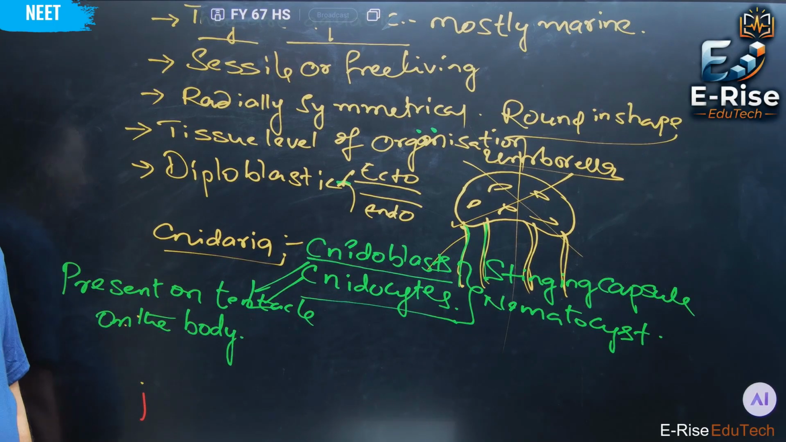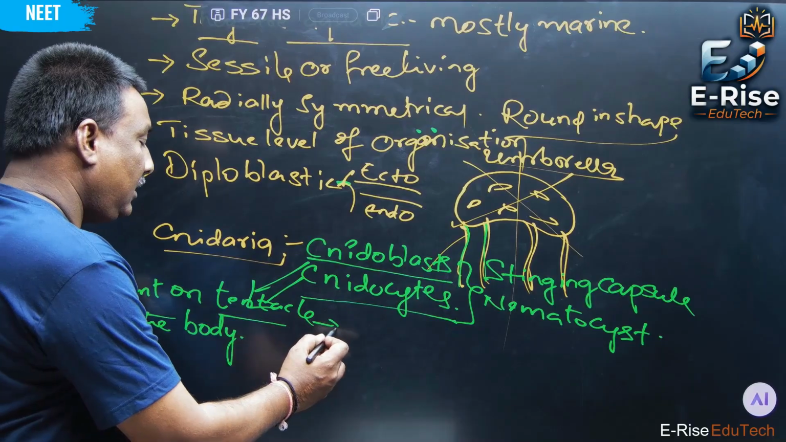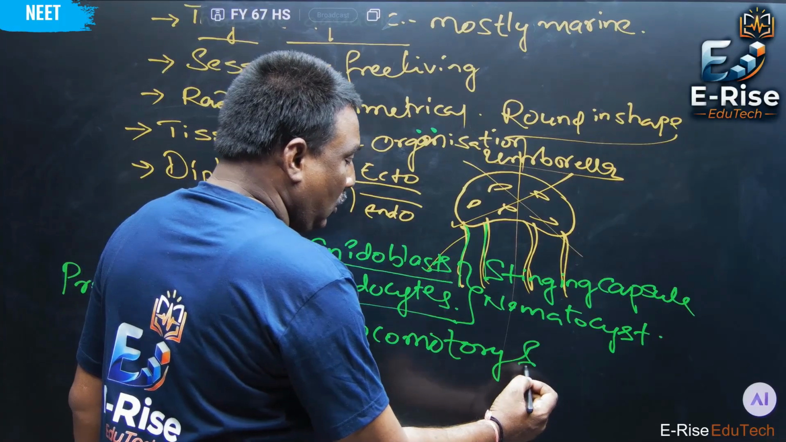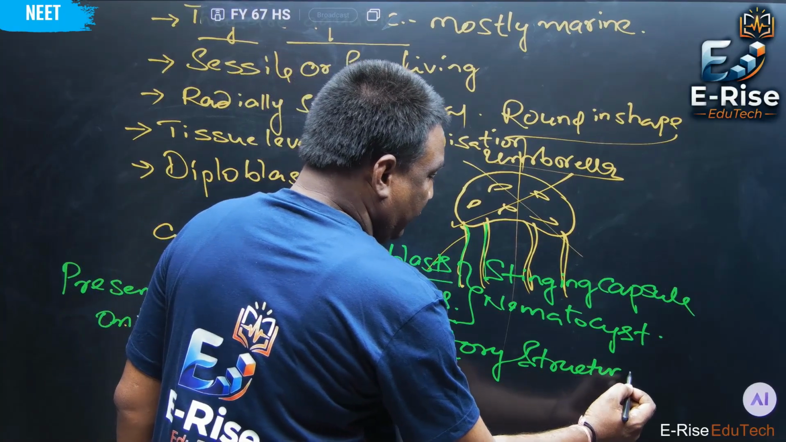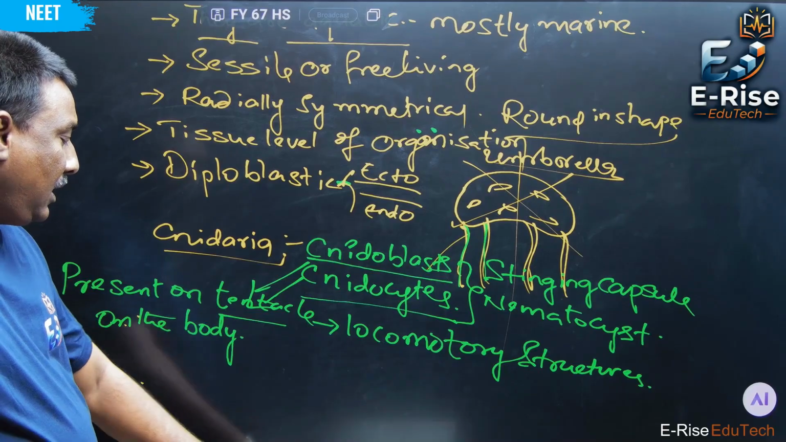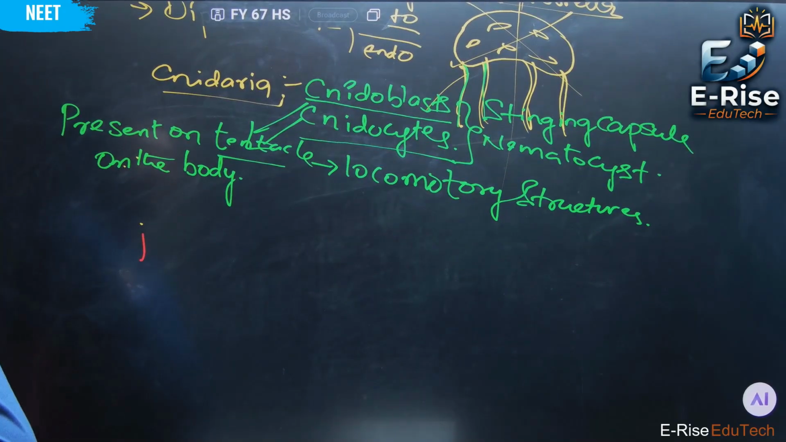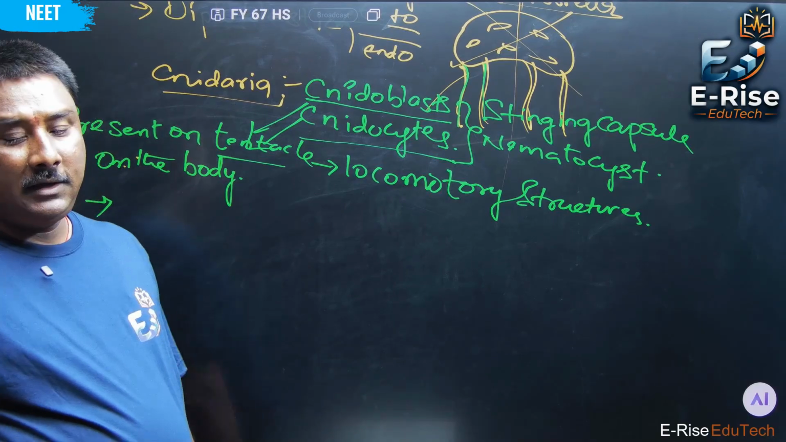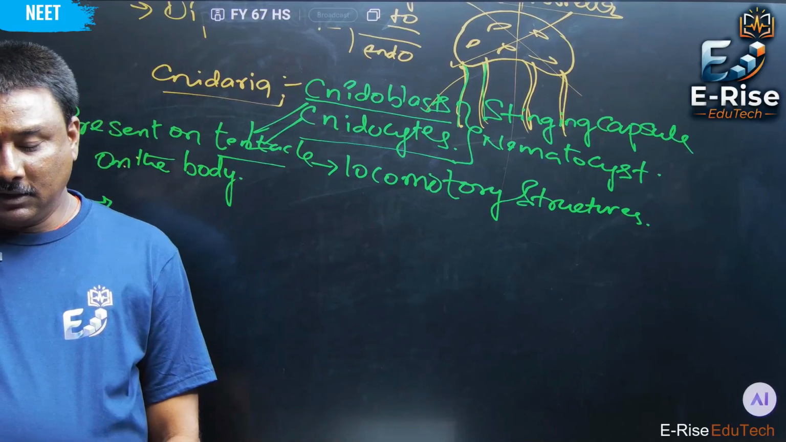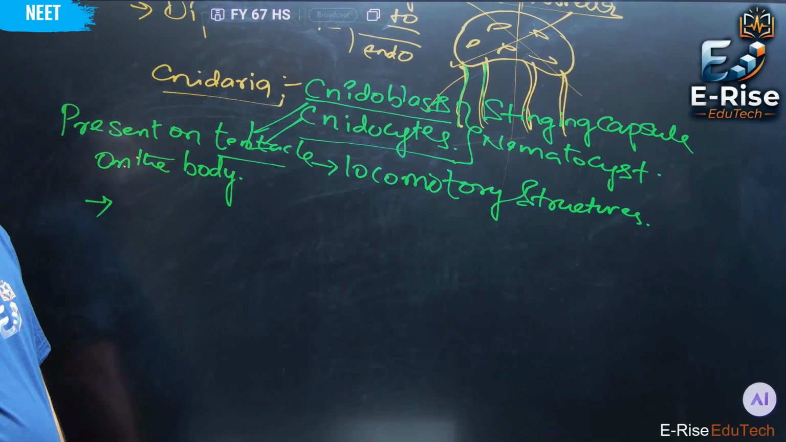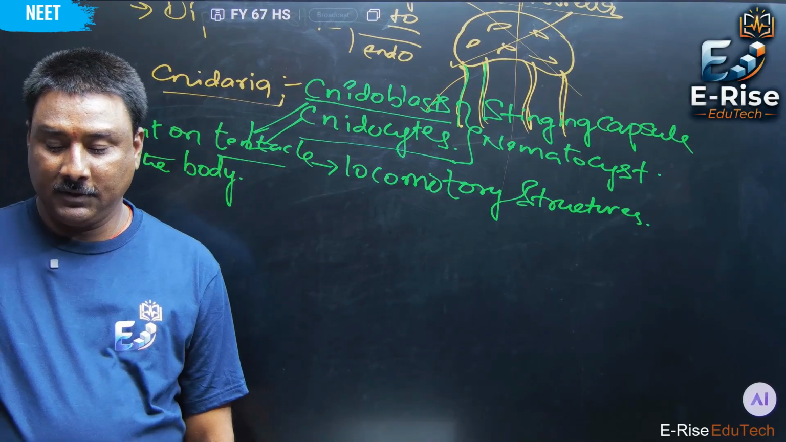What is the use of these tentacles? Tentacles are the locomotory structures, so they swim in the water. The locomotory structures of Cnidaria are tentacles. Tentacles are useful for locomotion, and the tentacles also contain cnidocytes or cnidoblast cells, right?